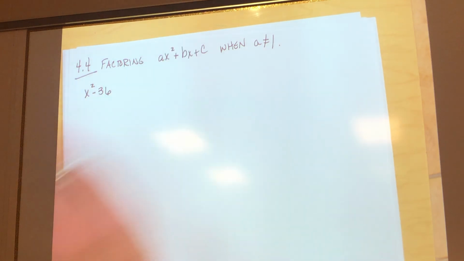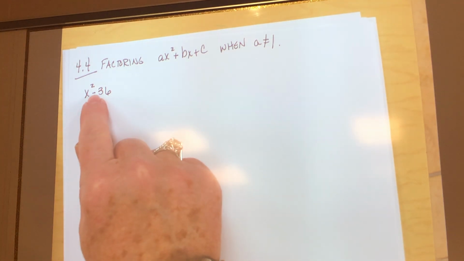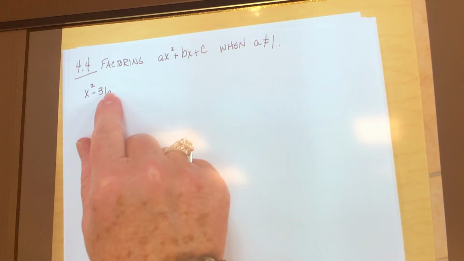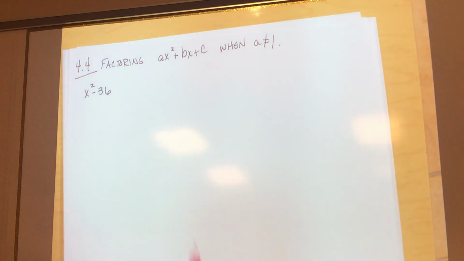Do you remember factoring problems like this yesterday? X squared minus 36. Do you remember that? Okay. Does anybody know what that's called? It has a name. It's special. It is a binomial, but it has some other name. All right. So what does this sign mean? Difference of two perfect squares. That's exactly what this is called.